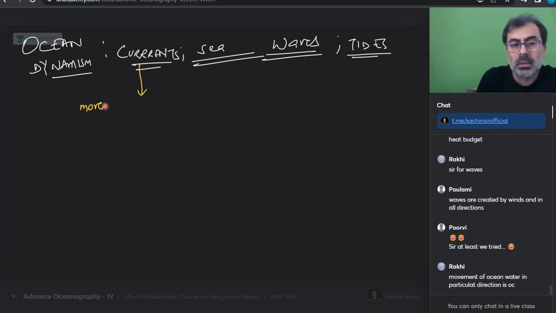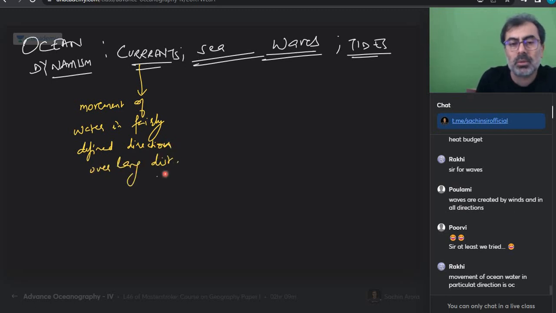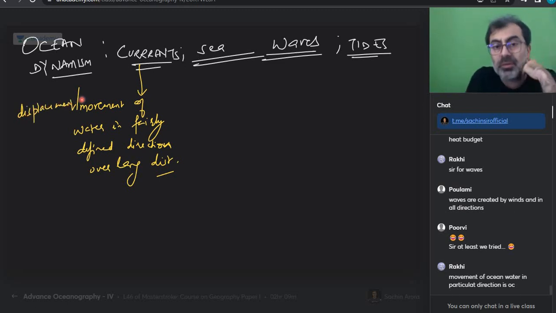Currents is movement of water in highly defined direction over long distances. I said that this is how I define it. Movement of water. By movement, I mean displacement of water. Wind is one of the factors, a set of factors. So if I ask you the difference between them, you won't say that this has 4 factors, this has 2 factors. But simply, if we don't know this, that's a very sad thing.